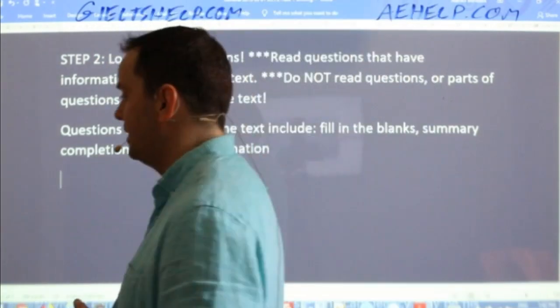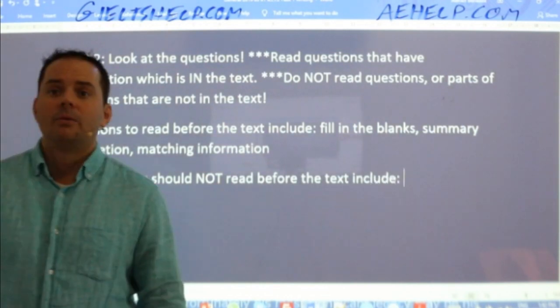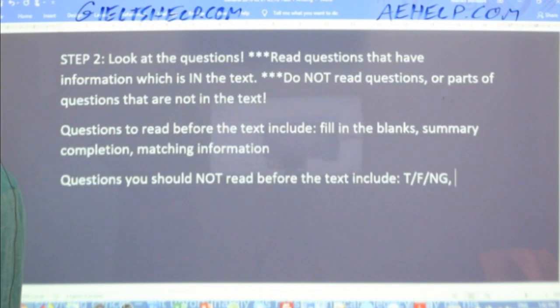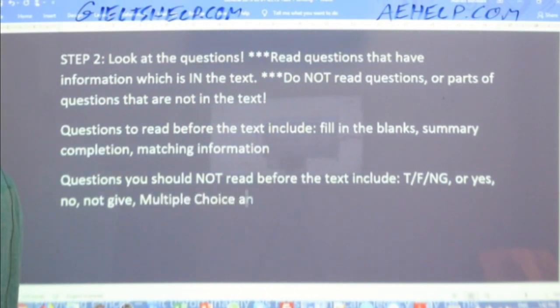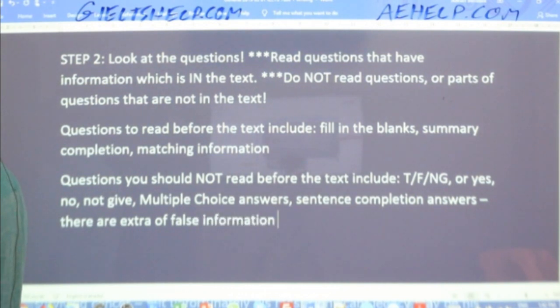What are those? Okay, questions you should not read before the text include what kind? Yeah, that's right, Pachu. True, false, not given, or yes, no, not given. Multiple choice answers. Okay. Sentence completion answers. Okay, these are confusing. These are extra or false information, and they will confuse you. So it's a really bad idea to read those ones.